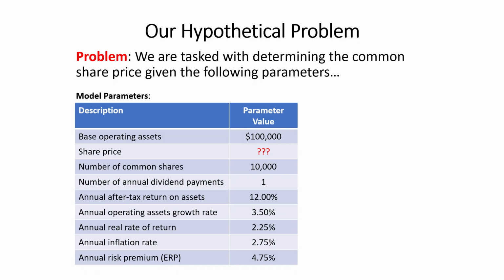Our annual operating assets growth rate is 3.5%, just as in the case of the perpetual bond. The real rate of return is 2.25%, same thing. The inflation rate, 2.75%, same thing. Now, the risk premium is going to be different.